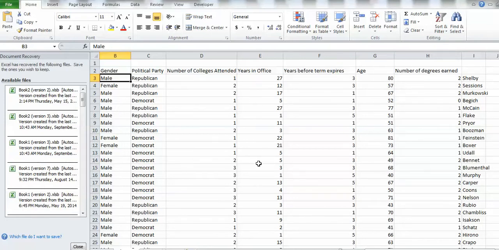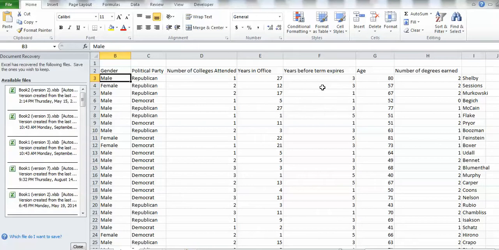A negative correlation is something in which people who are higher on one thing tend to be lower on something else. For example, senators who have been in office longer should usually have fewer years left before their term expires. So that's probably a negative correlation.